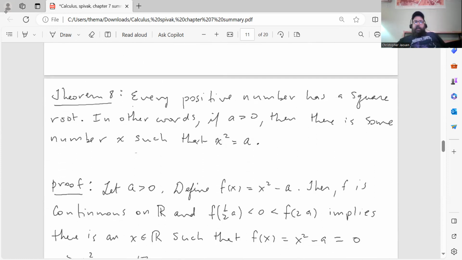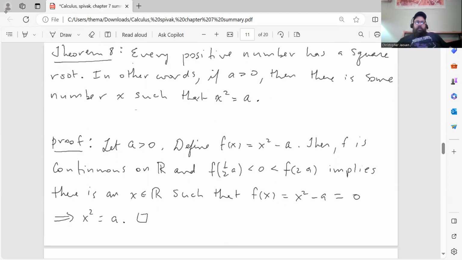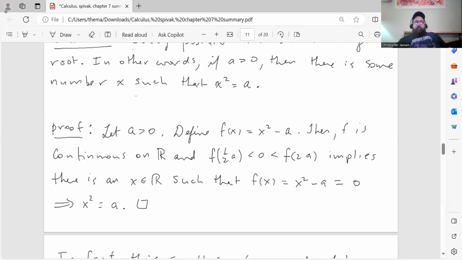All right, theorem 8. Theorem 8 says every positive number has a square root. In other words, if a is greater than 0, then there's some number x such that x squared is equal to a. Right. So again, this follows directly from the theorems that we looked at.